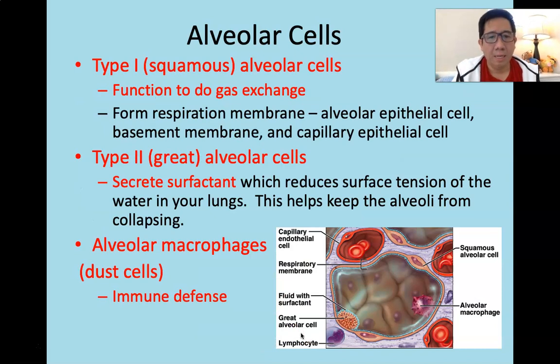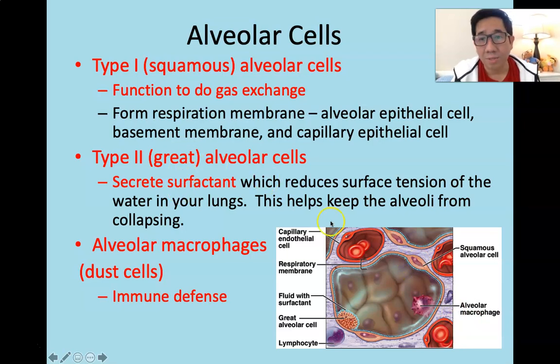Okay. This one, mark this page. You need to know this. You definitely need to know this for your exam. Okay, so type 1, squamous alveolar cells. This has the function of doing gas exchange. So type 1 is for the gas exchange. This is where you exchange your carbon dioxide, your oxygen, all of that exchange here at the type 1. This is a squamous alveolar cell, which is right here, type 1.